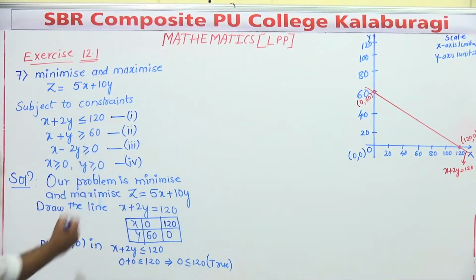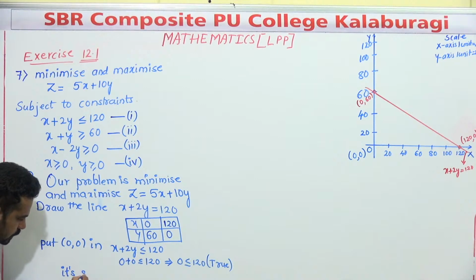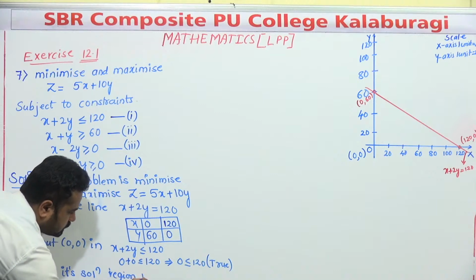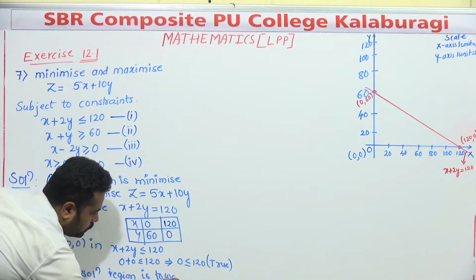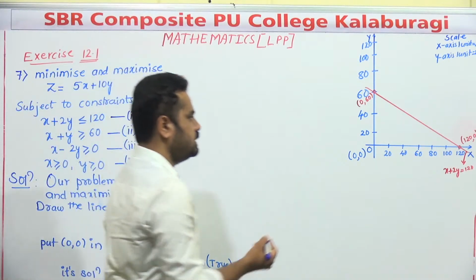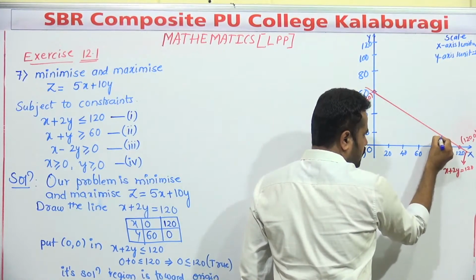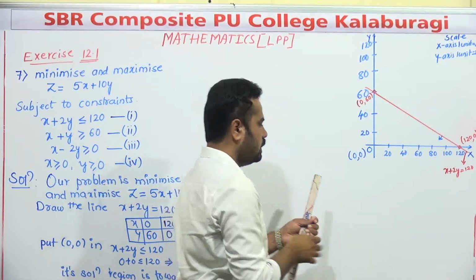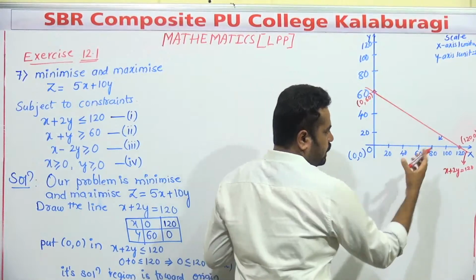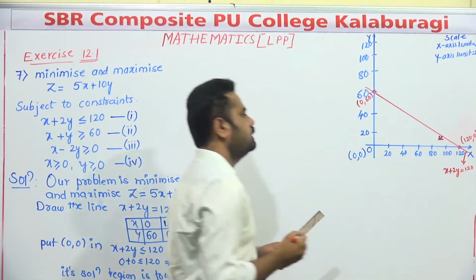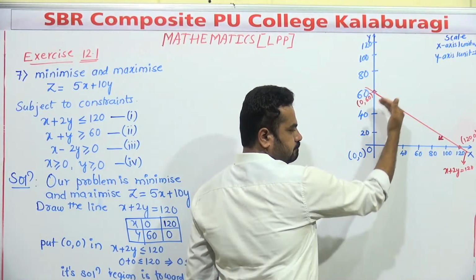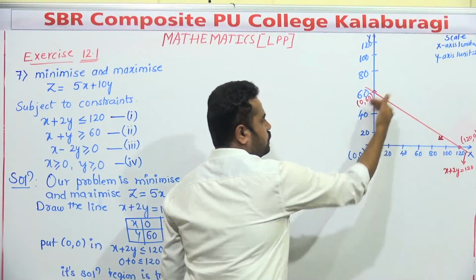True means its solution region is towards the origin. You have to make the solution region on this side because it is true when we substitute 0, 0. I am just making the mark here. This mark indicates the solution region is towards the origin.